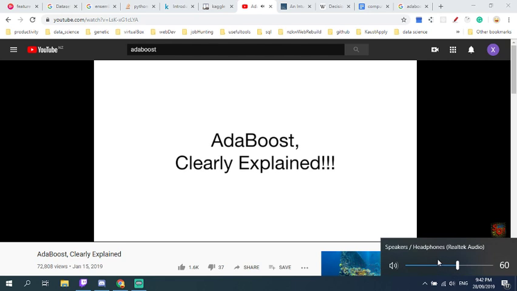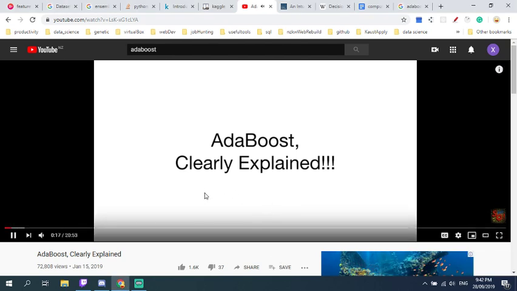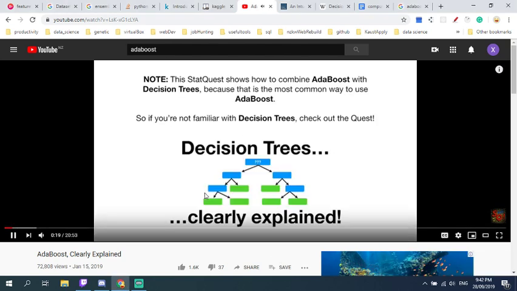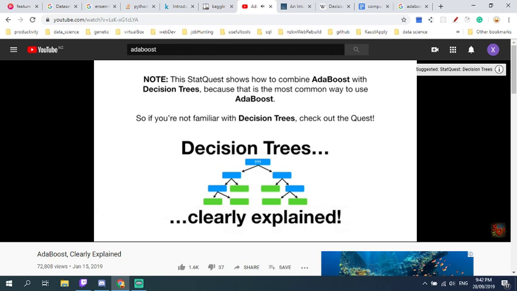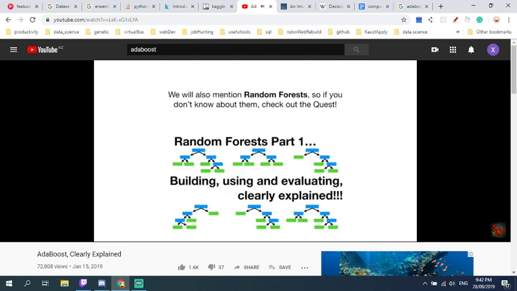StatQuest. Hello, I'm Josh Starmer and welcome to StatQuest. Today we're going to cover AdaBoost and it's going to be clearly explained. Note, this StatQuest shows how to combine AdaBoost with decision trees because that is the most common way to use AdaBoost. So, if you're not familiar with decision trees, check out the quest. We will also mention random forests, so if you don't know about them, check out the quest.